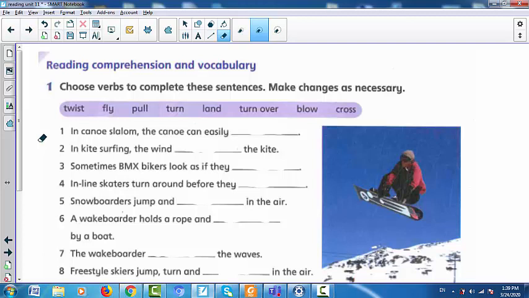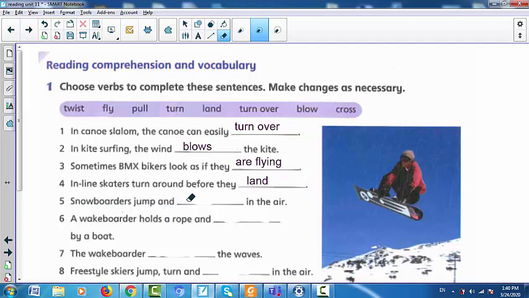Choose verbs to complete these sentences. Make changes as necessary, so you can change the verb to go with the sentence. In canoe slalom, the canoe can easily turn over. In kite surfing, the wind blows the kite. Look at blows, because we have the wind, singular. Sometimes BMX bikers look as if they are flying. Inline skaters turn around before they land.